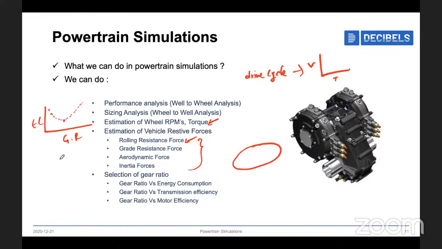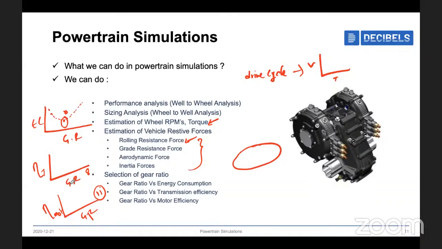Okay, and you can also observe gear ratio versus the transmission efficiency, and also gear ratio versus the motor efficiency. Okay, so let's say we get low energy consumption at a gear ratio of 10, and somewhere around 8 we get the highest transmission efficiency. And let's say at a gear ratio of 11, you are getting a max motor efficiency.